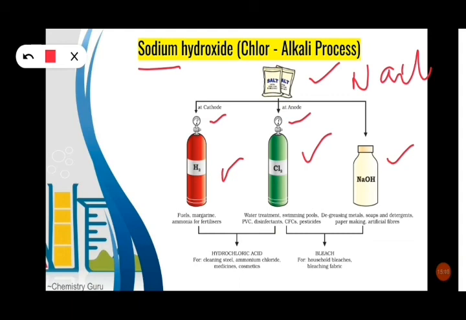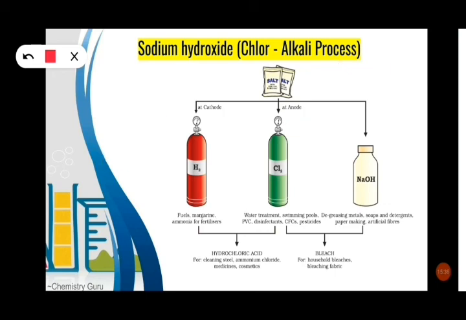Now these two products which are formed here, HCl, which is hydrochloric acid, is used in cleaning steel, ammonium chloride, medicines, cosmetics, etc. So these are some major uses of HCl. And bleach. Bleach is used for the household bleaches that we use in our everyday life. So these are some of the major uses of the products which are formed in this chlor-alkali process, right?